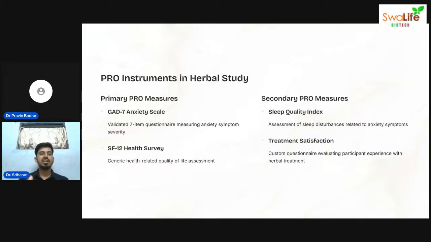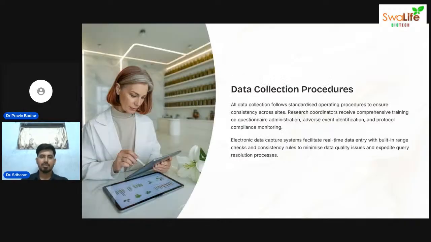Here we are using the GAD-7 anxiety scale. It should be clinically relevant, and the short form 36 health survey is also clinically relevant. We are using 2 types of primary PRO measurement. Secondary PRO measurements are the sleep quality index. Why? Because an anxious person has disturbance in sleep, so we are assessing the sleep quality index. Another one is treatment satisfaction: whether the treatment is satisfying or unsatisfying to the patient is captured in treatment satisfaction.